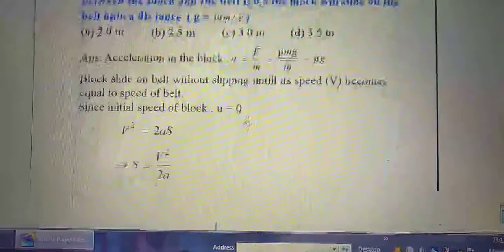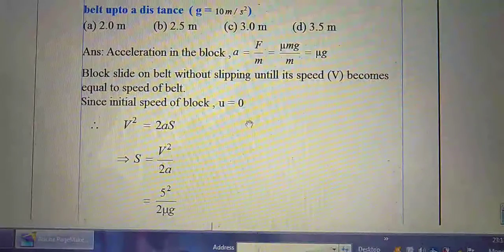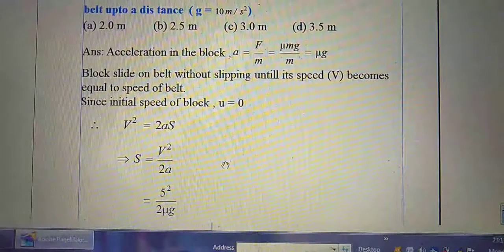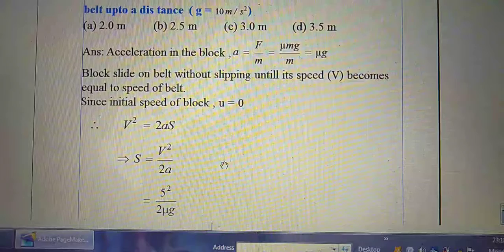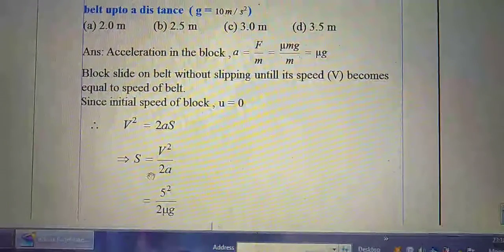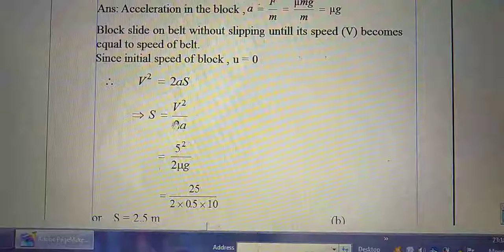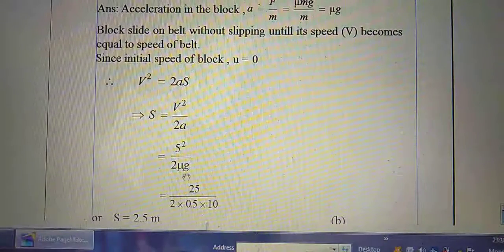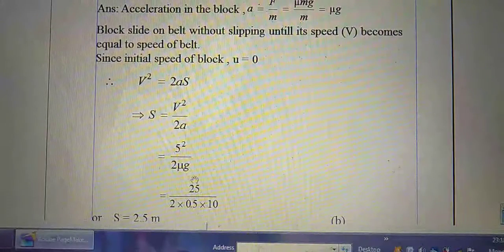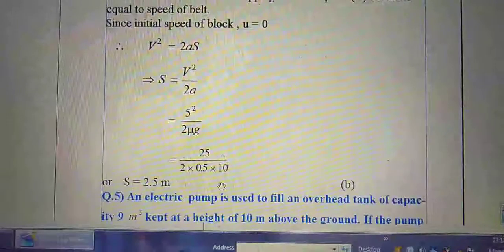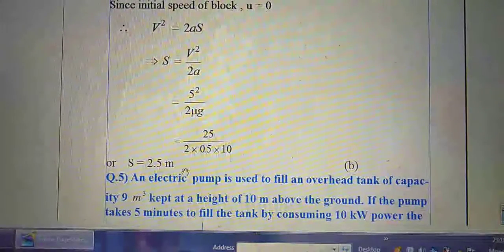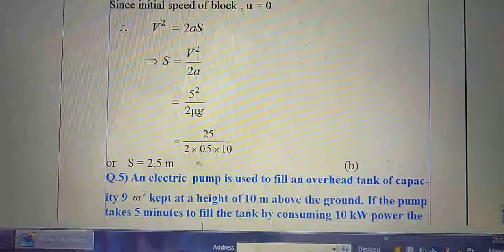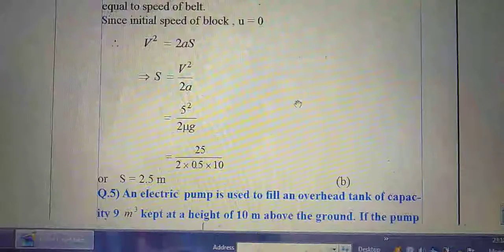Okay. Since the block is initially at rest, so u equal to 0. So we have to find out the distance. Which kinematic equation do we have to use? That is v square minus u square equal to 2as. So s equal to v square by 2a. V is 5, a is mu g, mu is 0.5, g is 10. So after calculation, how much did you get? Distance 2.5. Okay. So before slipping it will cover 2.5 meter. The right option is B.